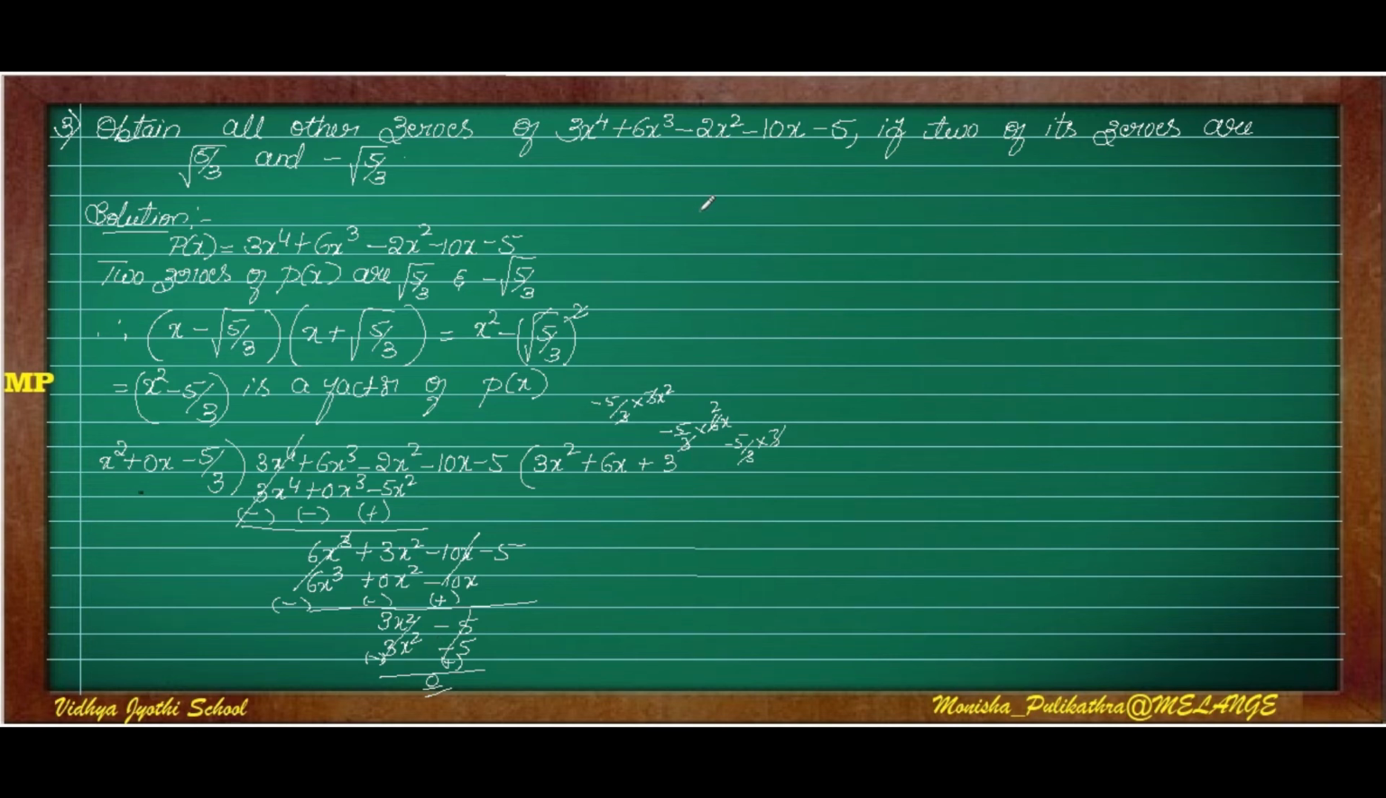Now, this is not required to write. Just for understanding, I have written this. So here 3x to the power of 4 plus 6x cube minus 2x square minus 10x minus 5 is also equal to the divisor, that is x square minus 5 by 3, and the quotient which we obtained, 3x square plus 6x plus 3. Next we have to simplify it.